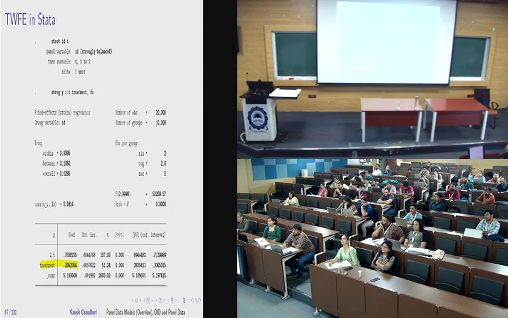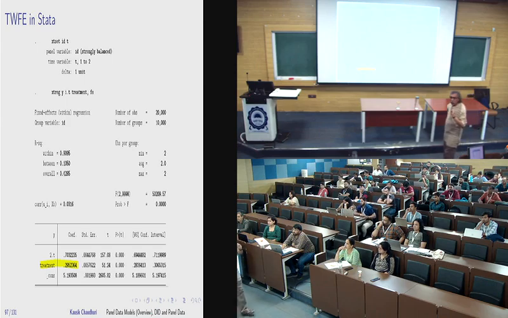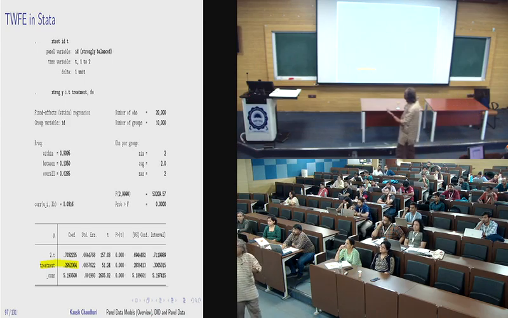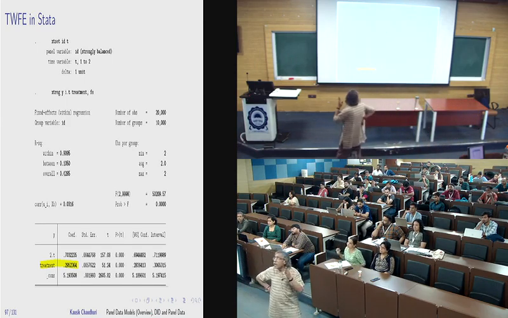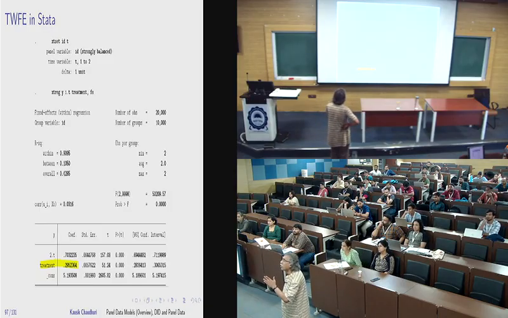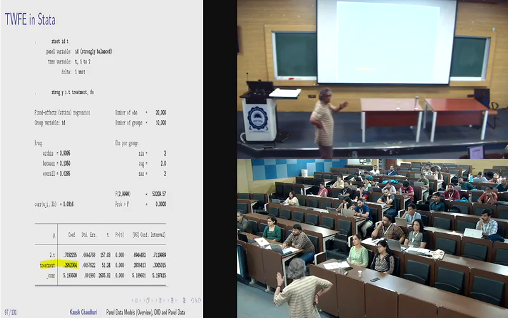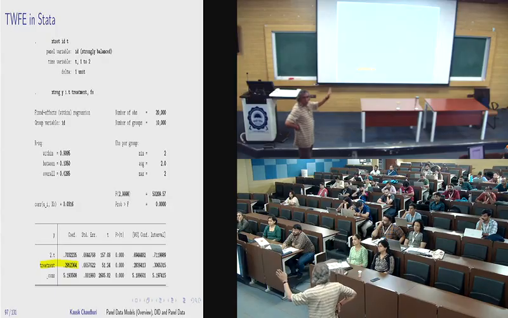All I do, I set it up as a panel. XT set, ID is my cross section identifier, T is my time series identifier. I have only 2 periods, T is equal to 1 or 2. I then just run a regression, XT reg y i.T and then the treatment. And I put FE because I want to control for unobserved heterogeneity at the cross sectional level.